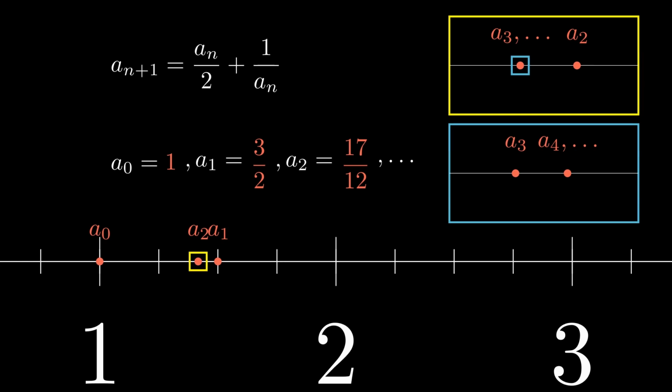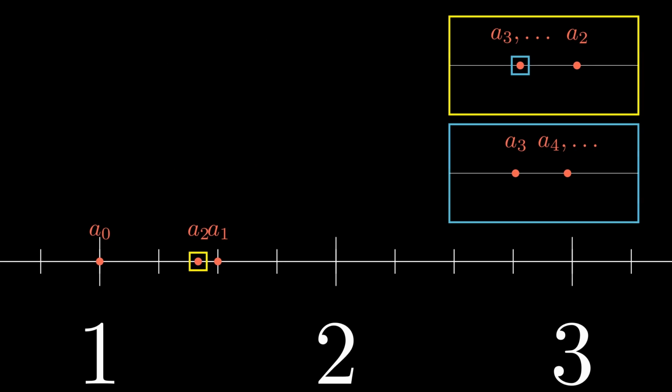In this sequence, however, there is no element in Q that is a limit. This is because the sequence is tending towards the square root of 2, which is not a rational number. Despite the fact that the sequence isn't convergent, its elements are getting closer together. We call such a sequence a Cauchy sequence.